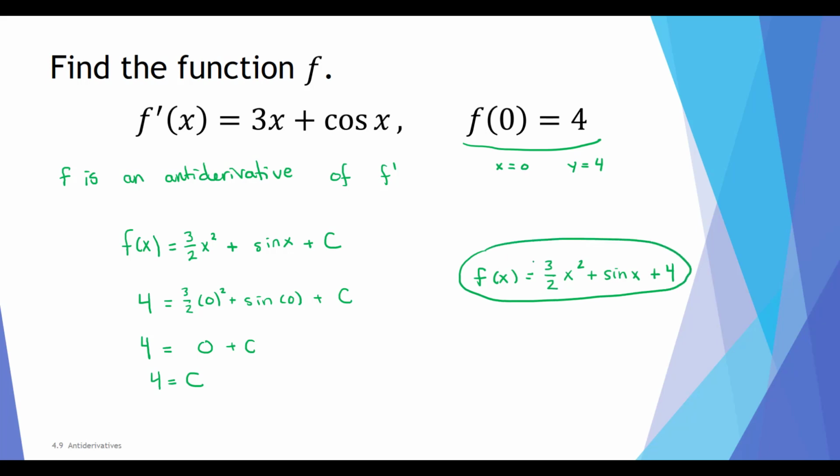A problem like this, where we know the derivative and we know a particular point on the graph of the function, is called an initial value problem. We will talk a little bit more about this type of problem later in the class.